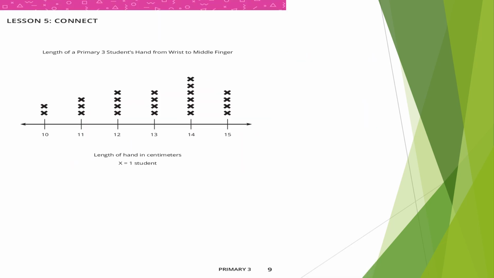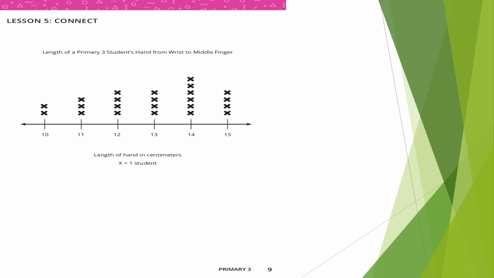Lesson 5. We have here an example of line plot. The length of a primary 3 student's hand from the wrist to the middle finger. Here we put numbers on our number line. These numbers refer to what? Length of hand in centimeter. In 10 we found 2 x's, and on 11 we found 3 x's. It means each x equals one student.